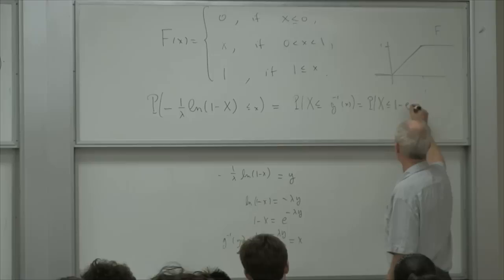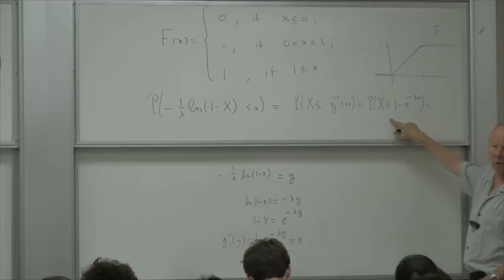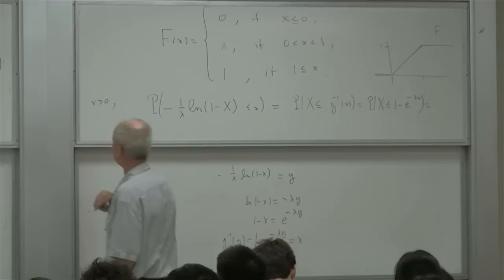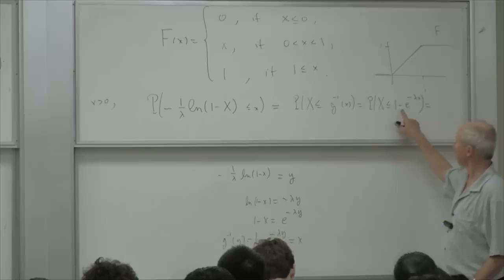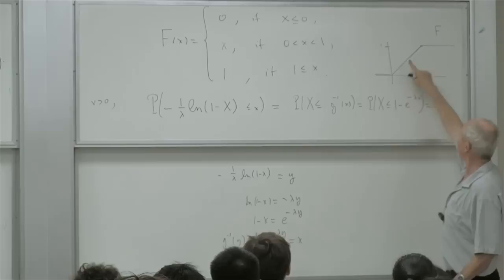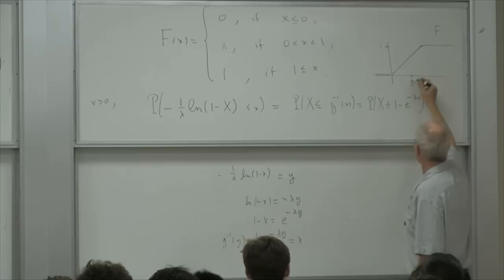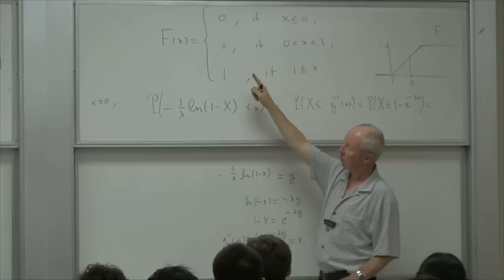And now where is this number? 1 minus this thing. X is going to be bigger than or equal to 0 here. This number is between 0 and 1. So it falls in here. So this is just capital F. This capital F evaluated at 1 minus e to the minus lambda x. What would that be? I'm sorry, you can't read that, can you? Let me just say, if this is y, what's f of y? What's the height of that function at y? It's y, right? So if we put this in here, what's f at this value? It's that value.